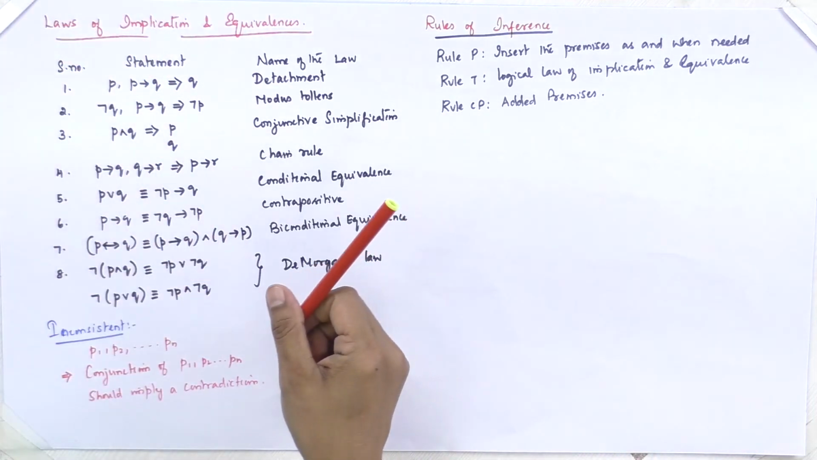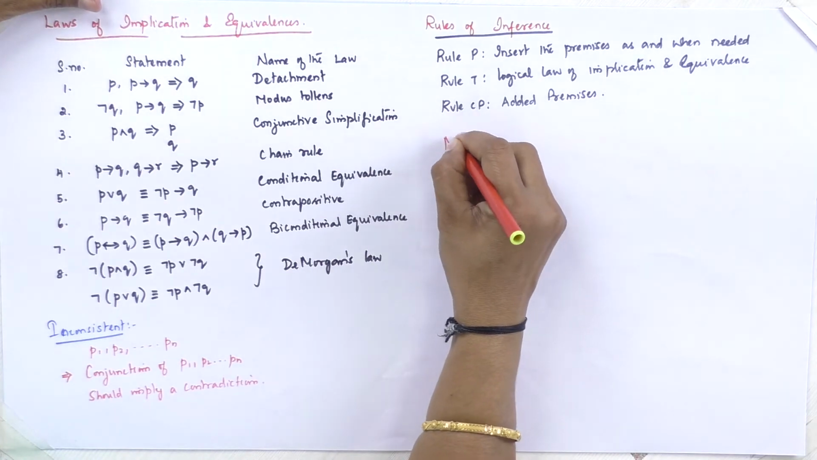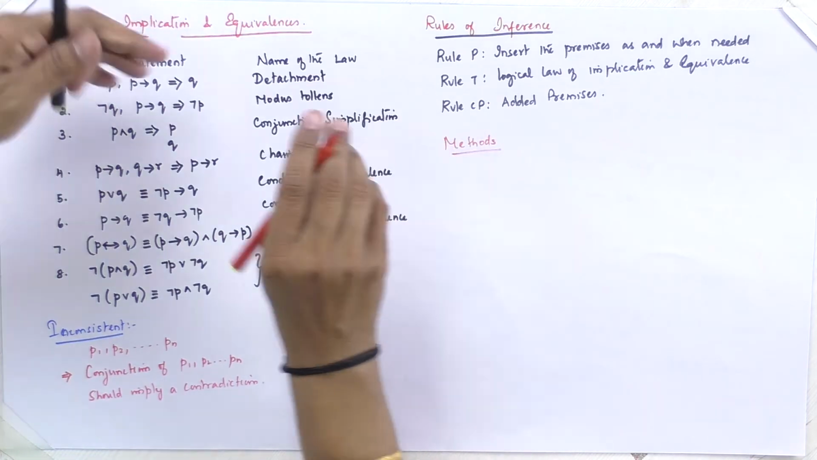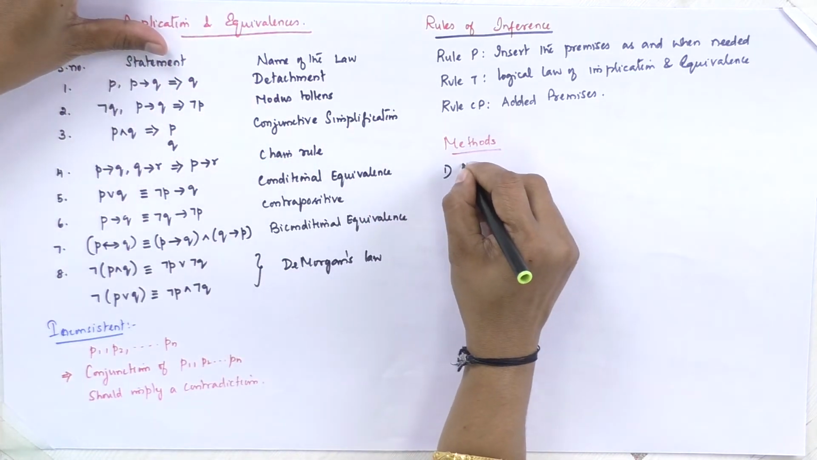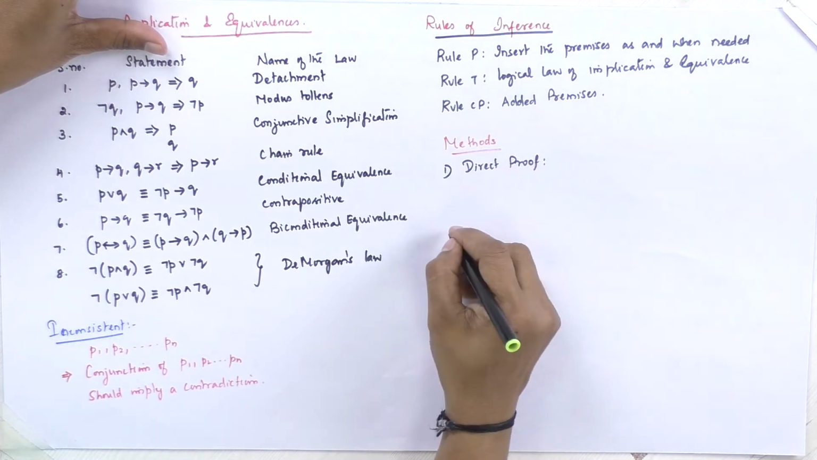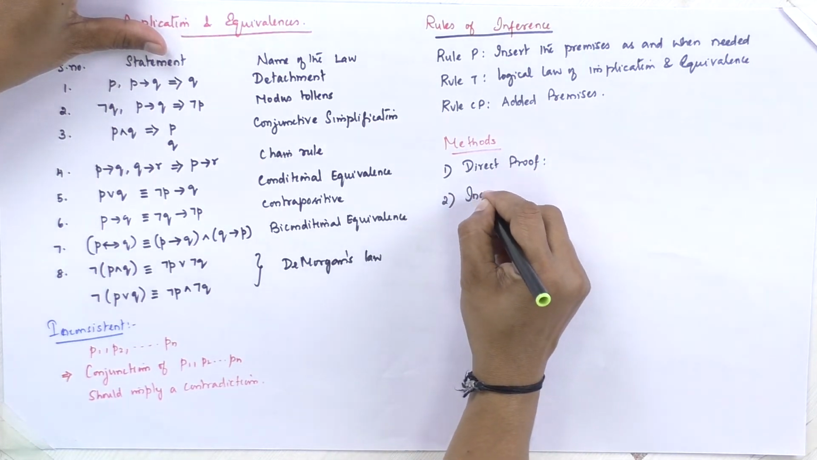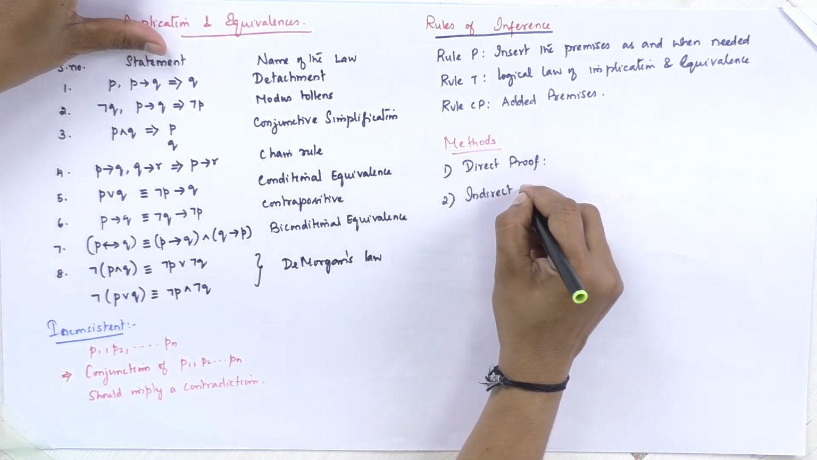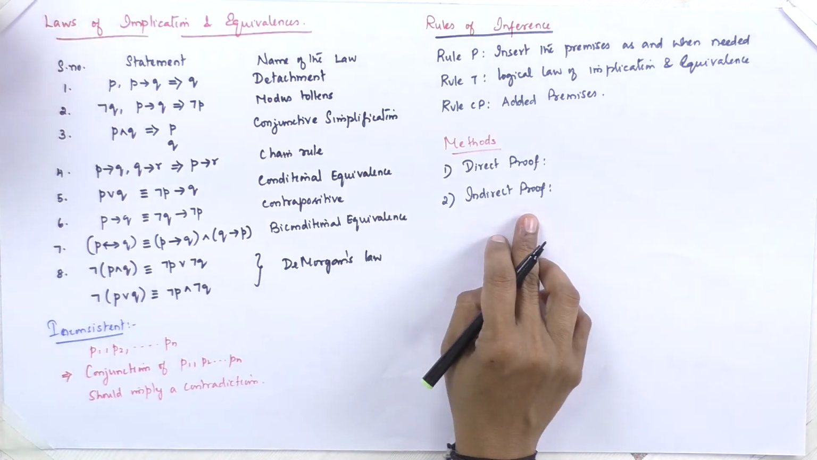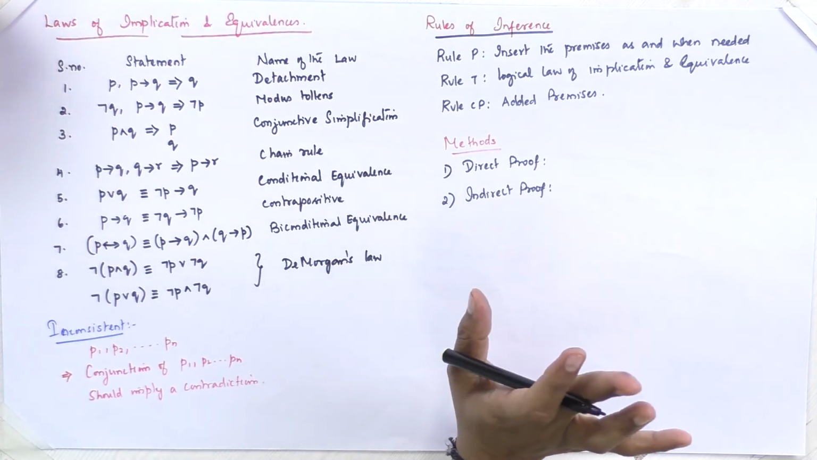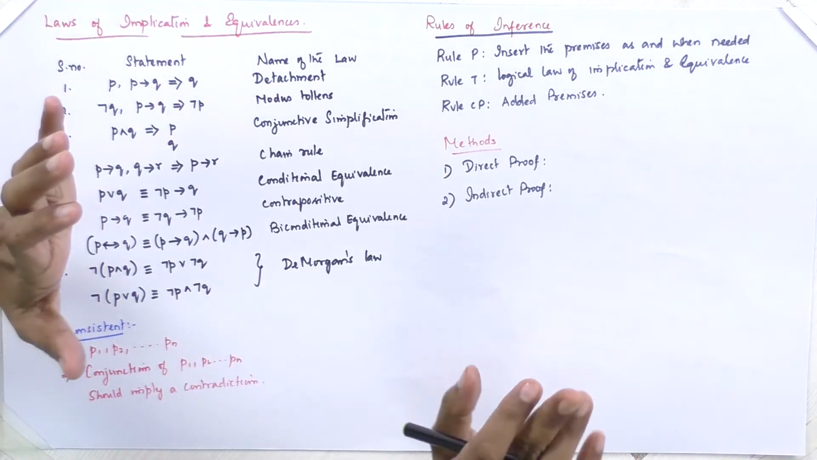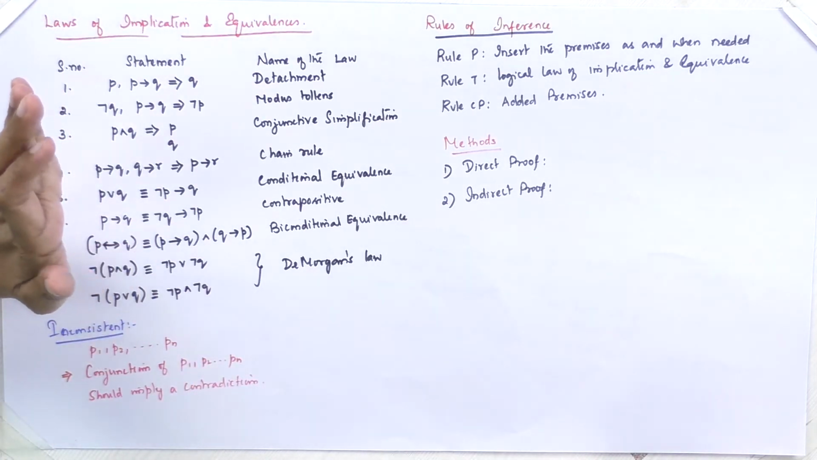That is, we have here two methods of proof. One is called direct proof, and the other one is called indirect proof. Under the rules of inference, we have two proofs. The first one is called direct proof, the second one is called indirect proof. So what is all about direct proof? In direct proof, the premises will be given and we will be supposed to get the conclusion.